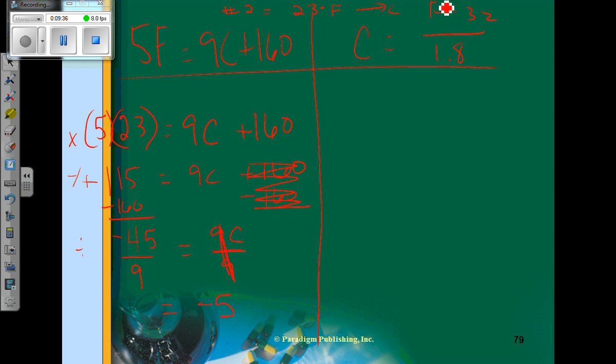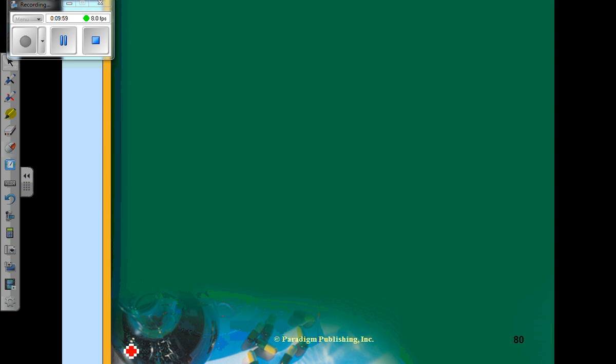Okay, over here in this formula, you just put your 23 in place of the F: F minus 32 divided by 1.8. So 23 minus 32 would be negative 9, divided by 1.8 equals negative 5. Same answer on both.